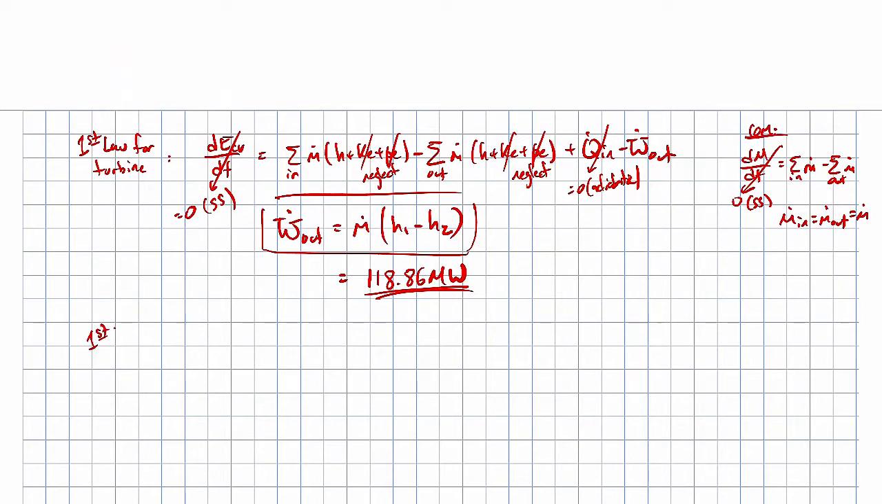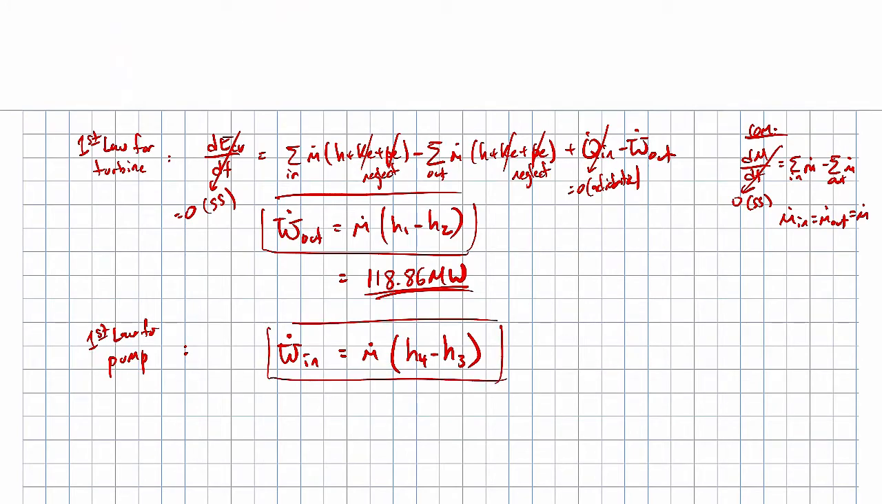If we apply the first law for the pump, everything looks the same in the first law expression. I'm not going to write it all out. What you'll get there is the power going in will be m dot, this one comes out to be m dot H4 minus H3. So that's the power going into the pump. And when you plug those numbers in, it's a much smaller number. It comes out to be 1.86 megawatts.